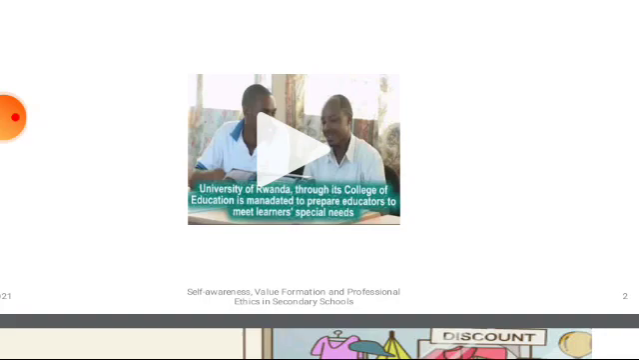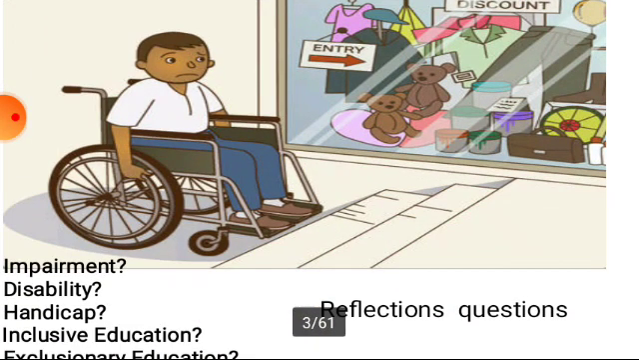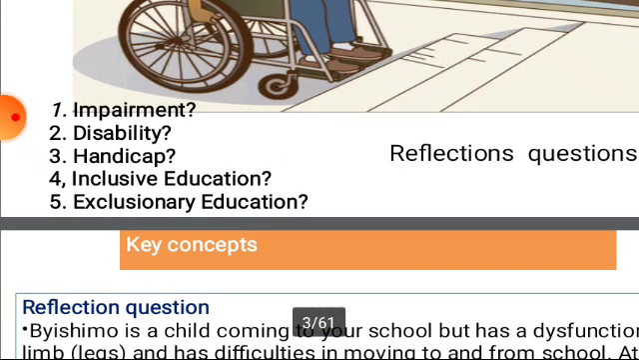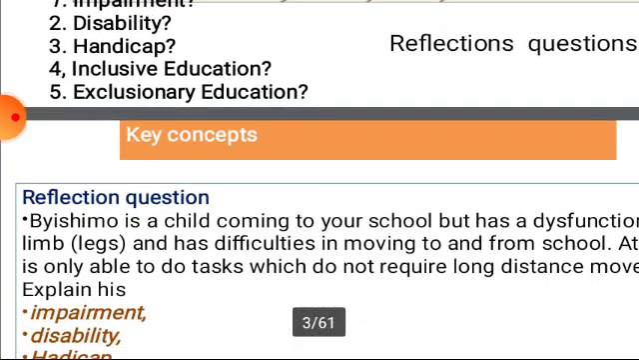As you see on your screen, it's written "Concepts." You can see this figure, you can see this picture, you can see many things there. You can see these words: impairments, disability, handicap, inclusive education, exclusionary education, reflection questions, concepts.